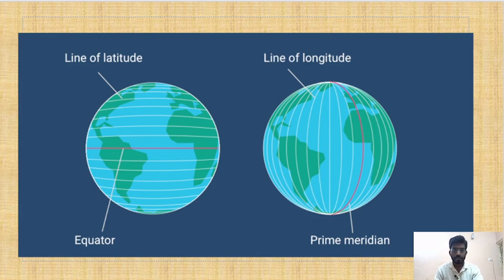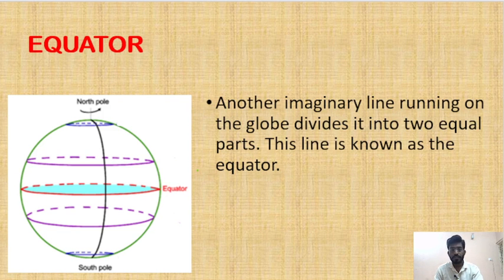First, the horizontal lines. Some lines are drawn on the earth horizontally. What do we call these lines? These lines are called latitudes. Actually, these are not lines, these are circles.